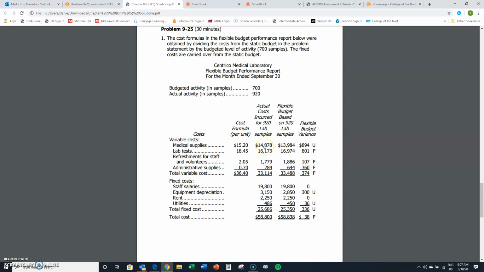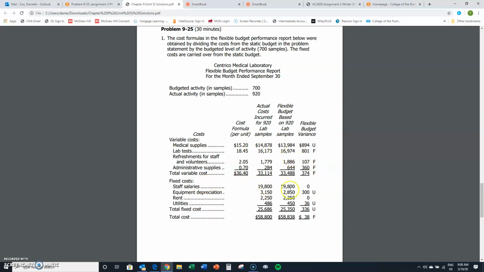For example, medical supplies, the cost incurred was 14,878, but based on the budget, the cost that should have been incurred was 13,984. So actual was higher by 894, and because actual was higher, it's unfavorable. Lab test, actual 16,173, but the flexible budget, what should have been spent at that level of activity, was 16,974. So the actual amount was less by 801. It did better, and because the actual was less than the budget, it's favorable, and so on. So we're comparing apples to apples here at the same level of activity.